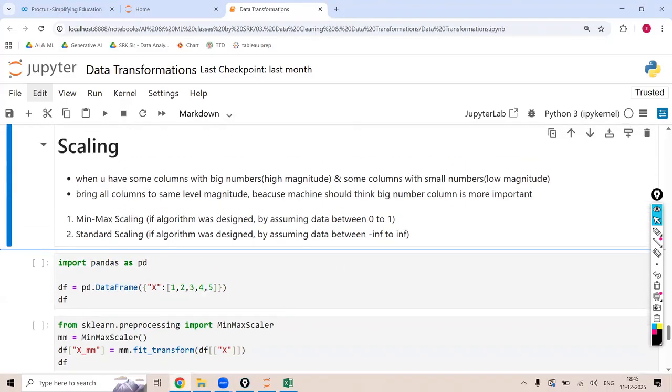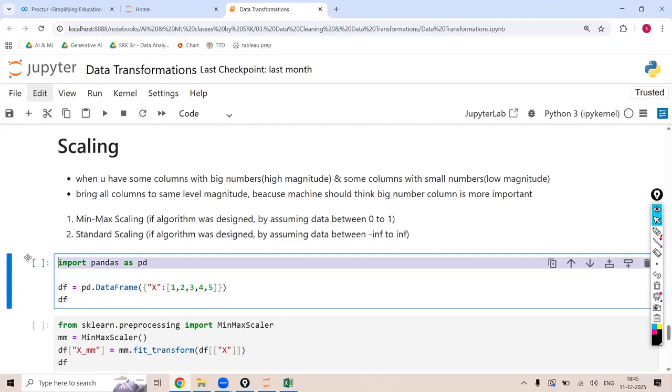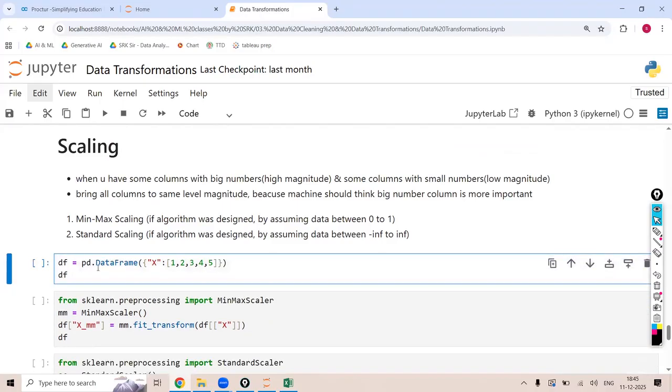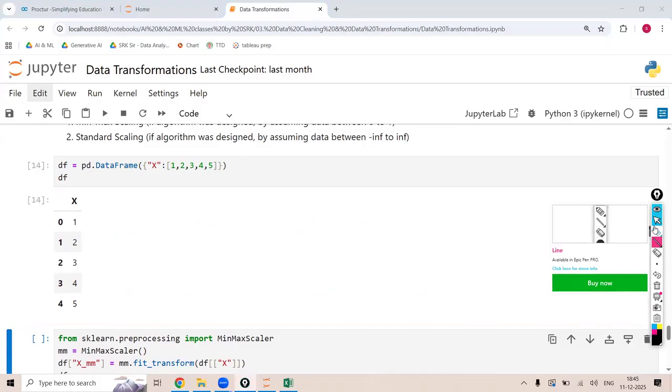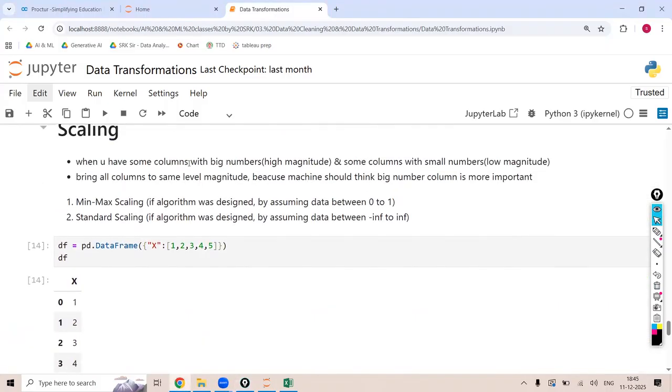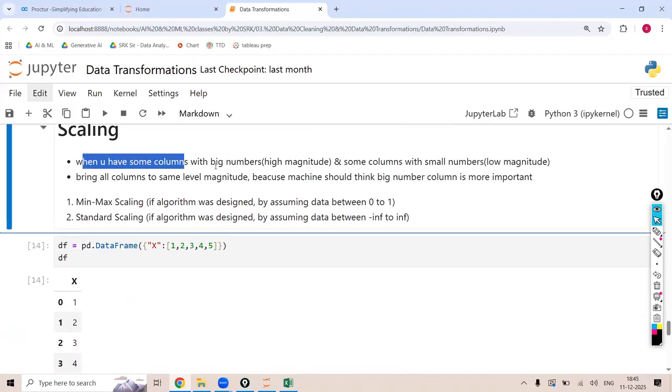Right? Now, coming to the next concept, the name is called scaling. The next concept, whatever we are going to discuss, is called scaling. Now, in scaling, we have numbers. Now, when do we have to do scaling, and what is the advantage of scaling? It means when we have some columns with big numbers, meaning high magnitude. The technical word is high magnitude. High magnitude means big numbers.